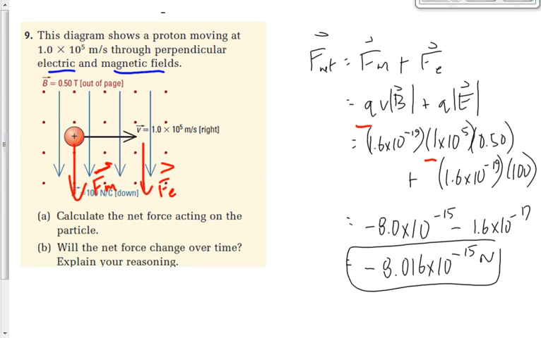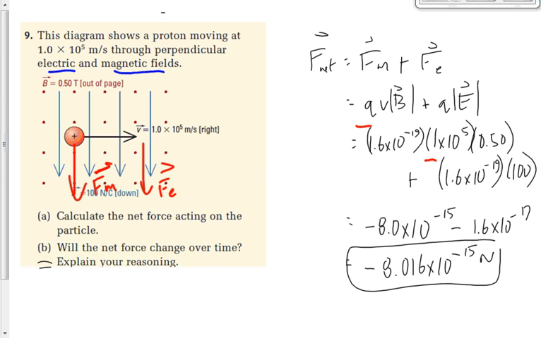Now, my favorite part of this question is B. Will the net force change over time? And explain. Who's got an answer for that? Who thinks they have an answer, at least for that one? Who says yes, it will change? Who says no, it will not change? Okay, so nobody raised their hand for yes. Two people raised their hand for no.